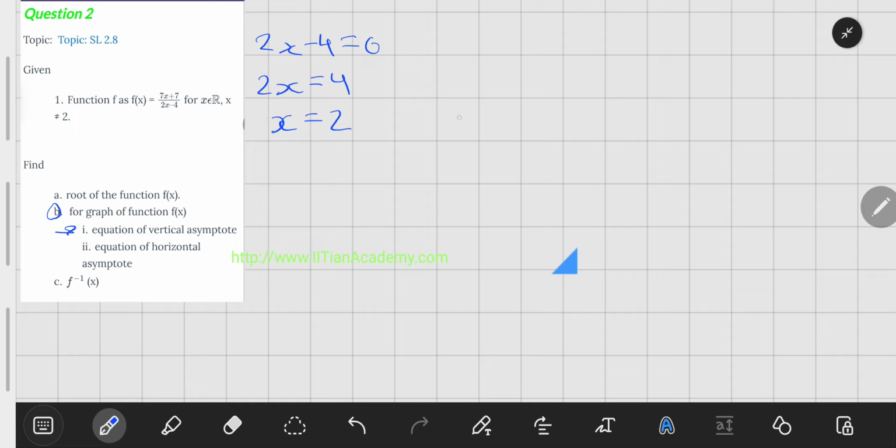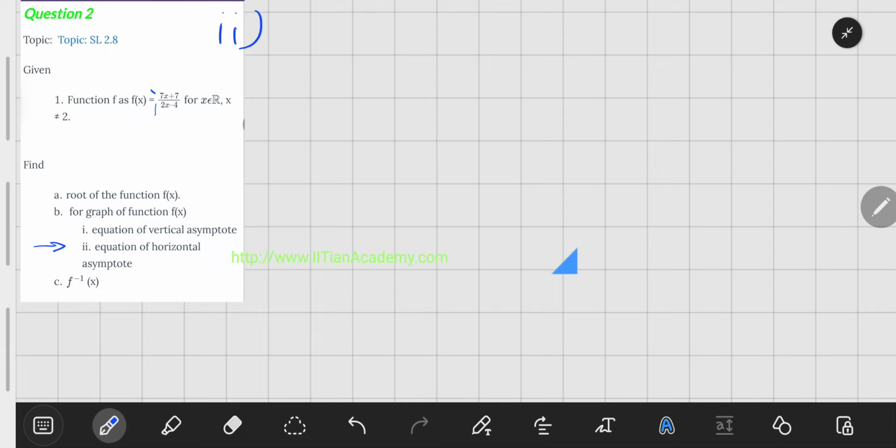For part B, we're asked to first find the equation of the vertical asymptote. Now, a vertical asymptote occurs when the denominator is equal to 0, in this case 2x - 4. If we rearrange our variables, we'll find that the vertical asymptote will be when x is equal to 2.